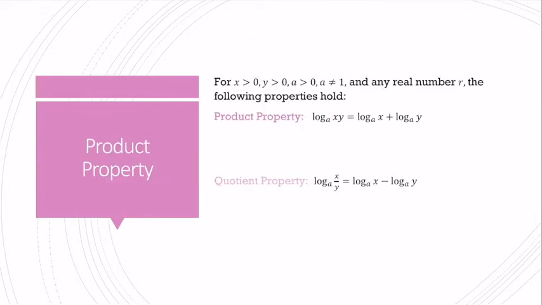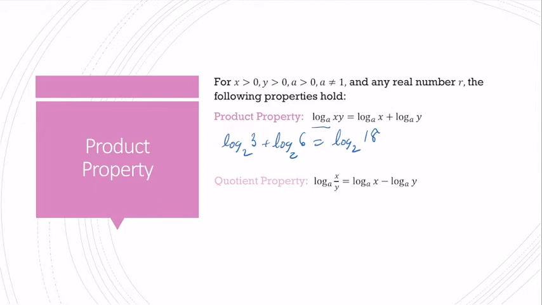The next two properties are the product property and the quotient property. This says if I have log base a of x times y, that's equal to log base a of x plus log base a of y. So if I have log base 2 of 3 plus log base 2 of 6, that's going to be the same as log base 2 of 3 times 6, which is 18.